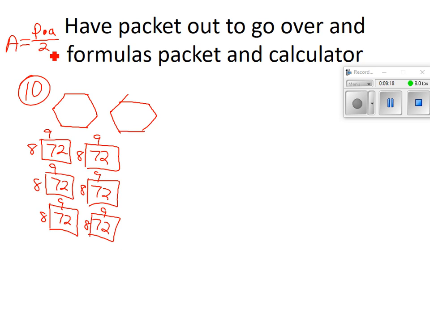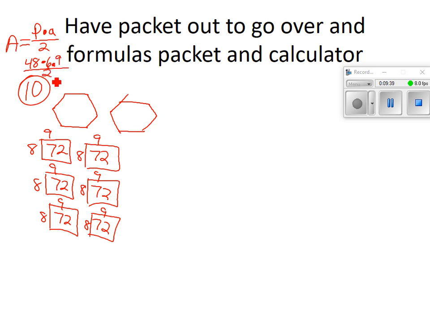Add up all the sides. How many sides does it have? 6, and each one's how long? 8. So 6 plus 6 plus 6 plus 6 plus 6 plus 6. 48. So the perimeter is 48. What's the apothem? 6.9. Everybody agree with that? Yeah.